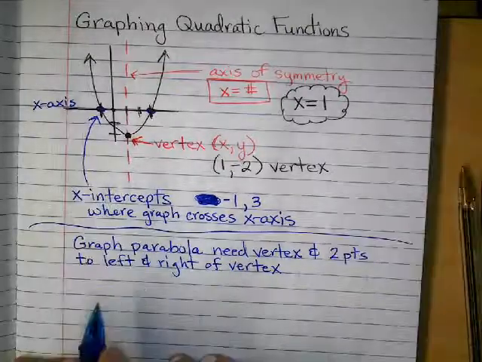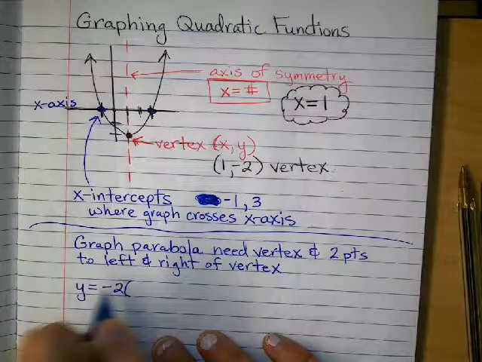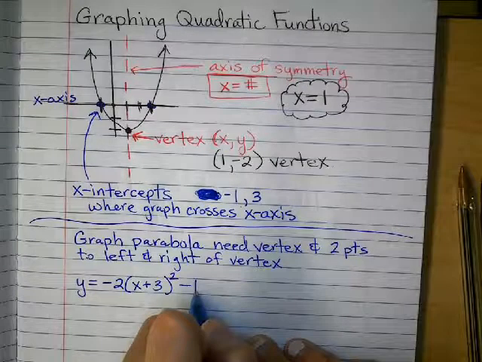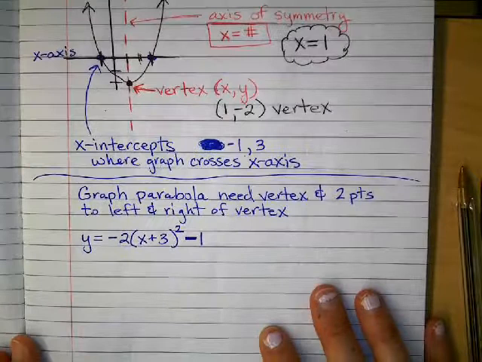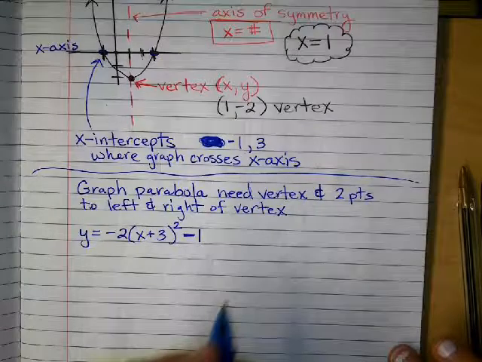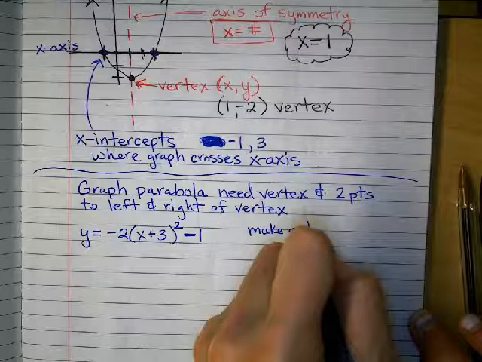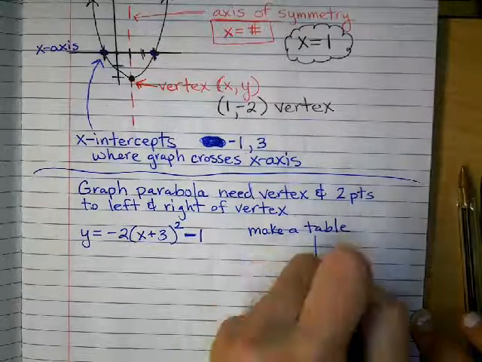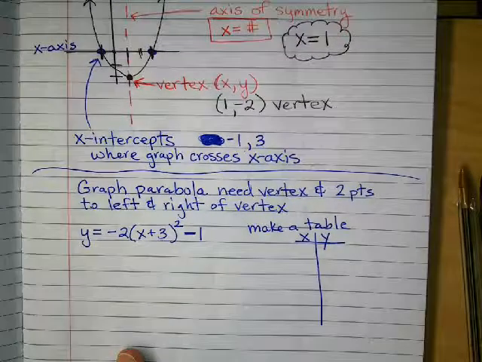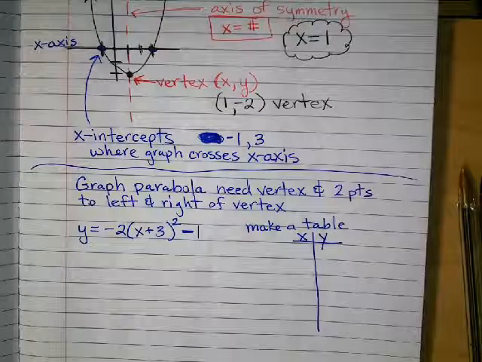Like if y equals x plus 3 squared minus 1. To figure that out, make an XY table like this. Do your assignment. So, the vertex.